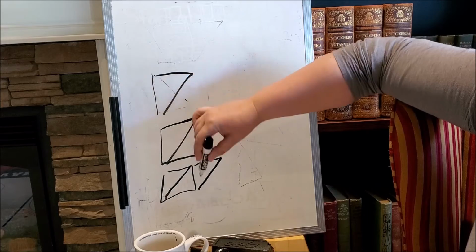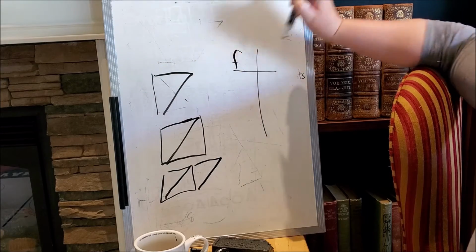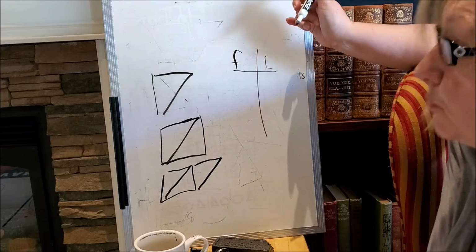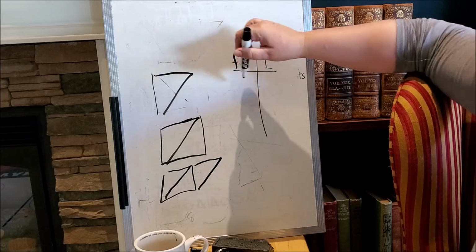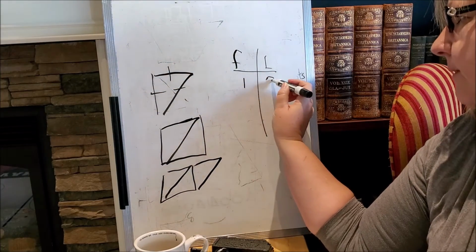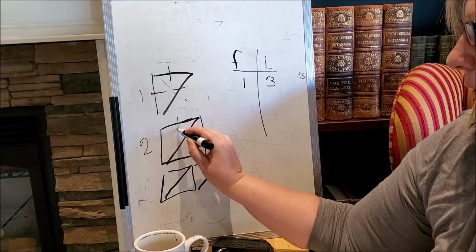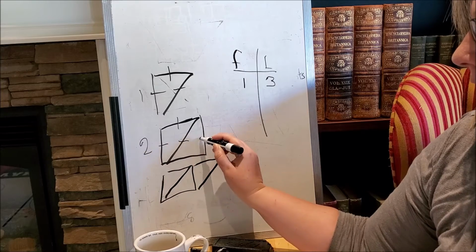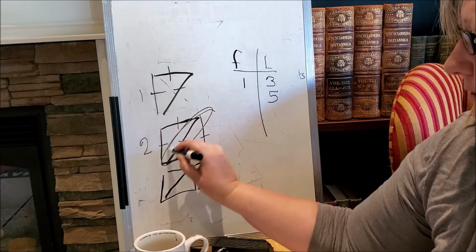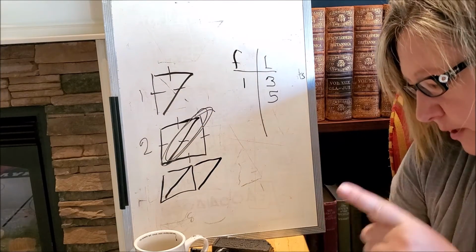So figure 1, 2, 3. My t-table, I'm just going to do an F for figure and then an L for line segments because I'm lazy this morning. So for figure 1, I have 1, 2, 3 line segments. For figure 2, I have 1, 2, 3, 4, 5 line segments. Remember, they share this line segment here, but you only count it once. Don't count it more than once.